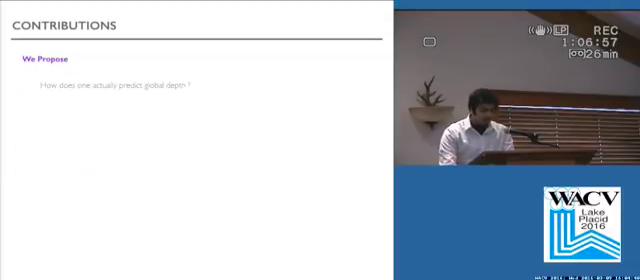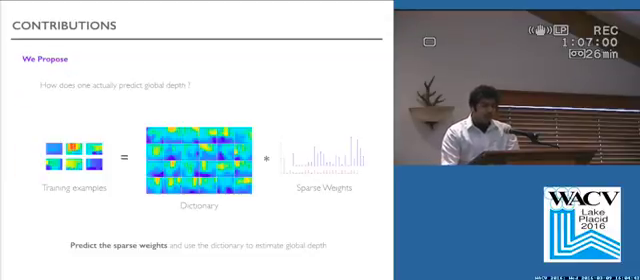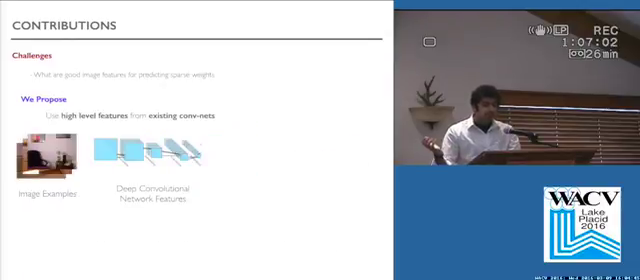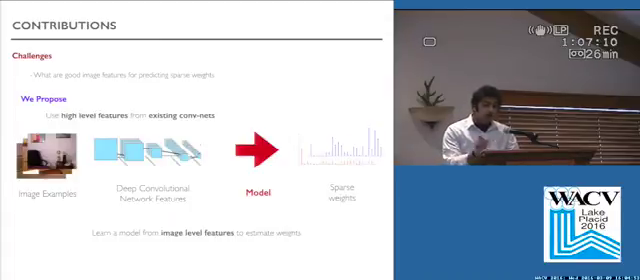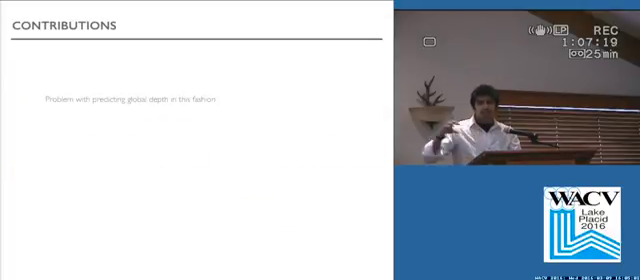So how do you predict these sparse set of weights? Well, to do that, we leverage existing trained ConvNets, and we use high-level features which correspond to an overall image structure representation, and we learn a model that will predict the sparse weights using these features. So that said, now you have everything in place and you can potentially produce depth.